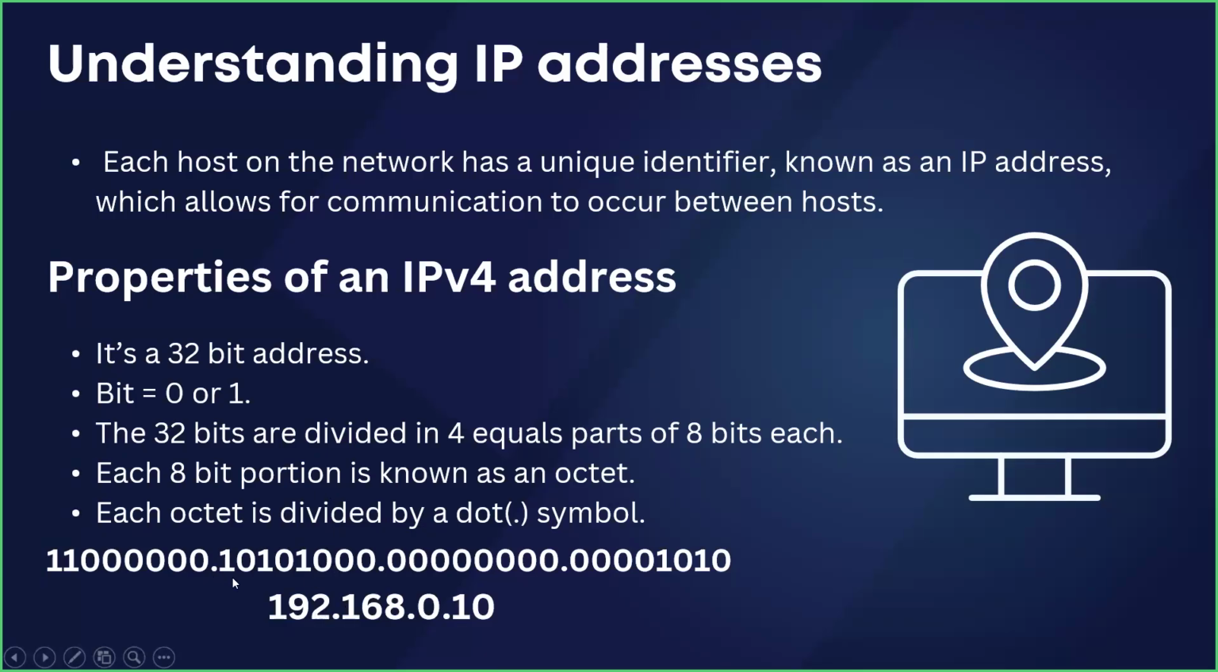Excuse me. This number 10101000 is actually equal to 168. This number, all zeros, is simply 0. And this number 00001010 is actually equal to 10. So now we'll be learning how to convert any binary number into a human readable decimal number.